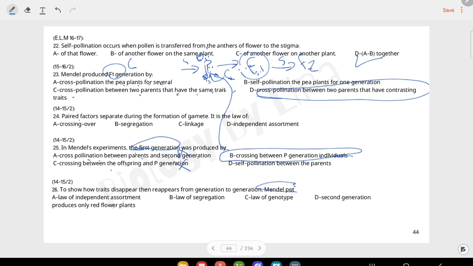To show how traits disappear then reappear from generation to generation, Mendel put. In Mendel's experiment, he crossed two contrasting traits, but for one character. For example, he crossed the purple with white. So when he crossed purple with white, this is for one character, and for one character, when he showed that the trait appears and disappears, for one character we have the law of segregation.